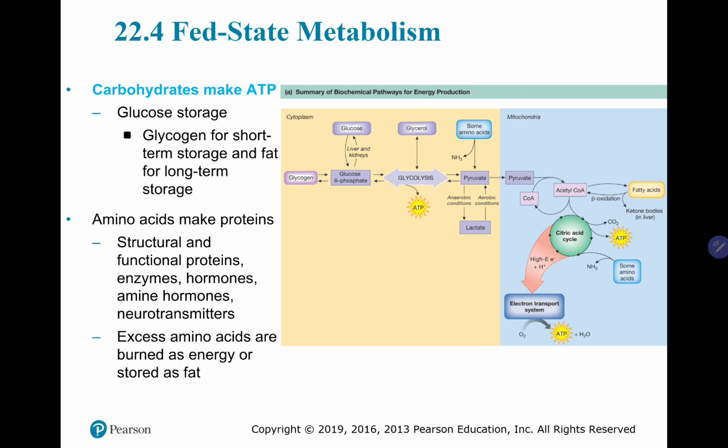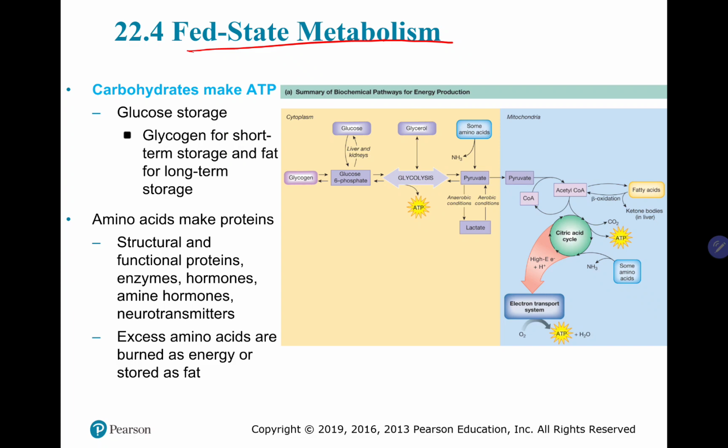So when we're looking at a fed state, so you just ate, we know that carbohydrates will make ATP, okay? We know that glycogen is going to be for short-term storage, and fat is going to be for long-term storage, okay? And we know that the amino acids are going to make protein for structural functional proteins, enzymes, hormones, things like that. Okay. However, excess amino acids are going to be burned as energy or stored as fat.